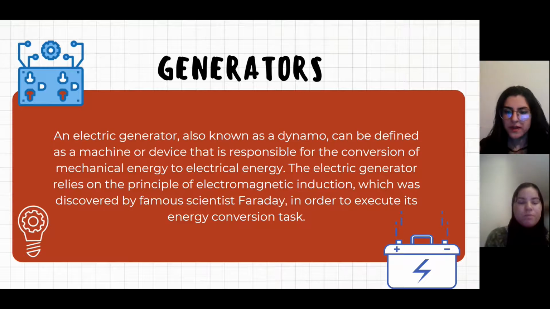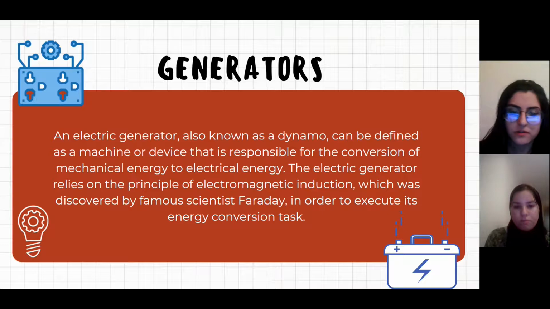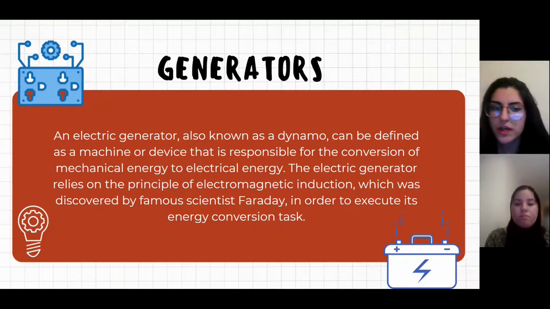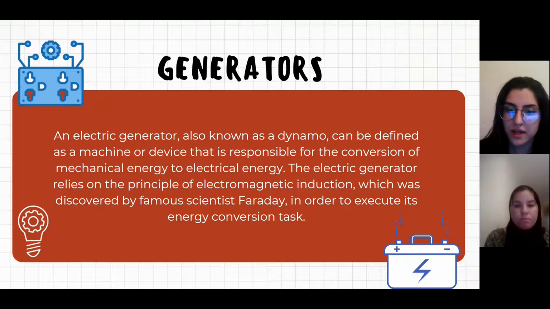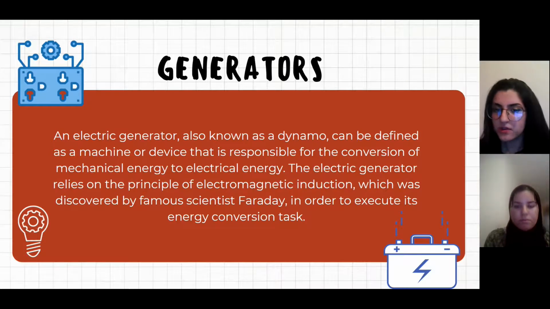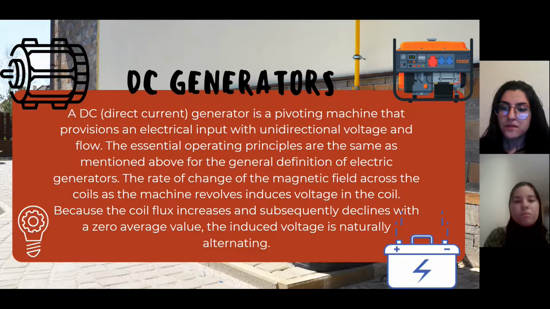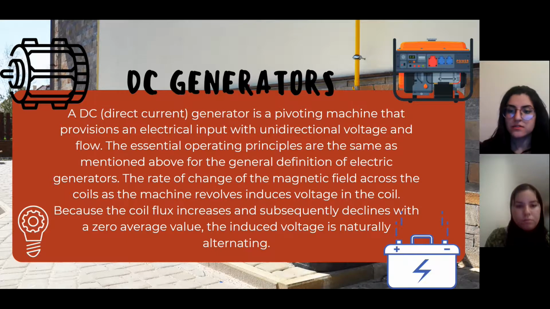In order to have a clear idea about generators, they can easily be defined as a machine or device that is responsible for the conversion of mechanical energy to electrical energy. They are also known as dynamos. The electric generator relies on the principle of electromagnetic induction, which was discovered by the famous scientist Faraday, in order to execute its energy conversion task. Next slide, please. There are actually two types of generators: DC generators and also AC generators.